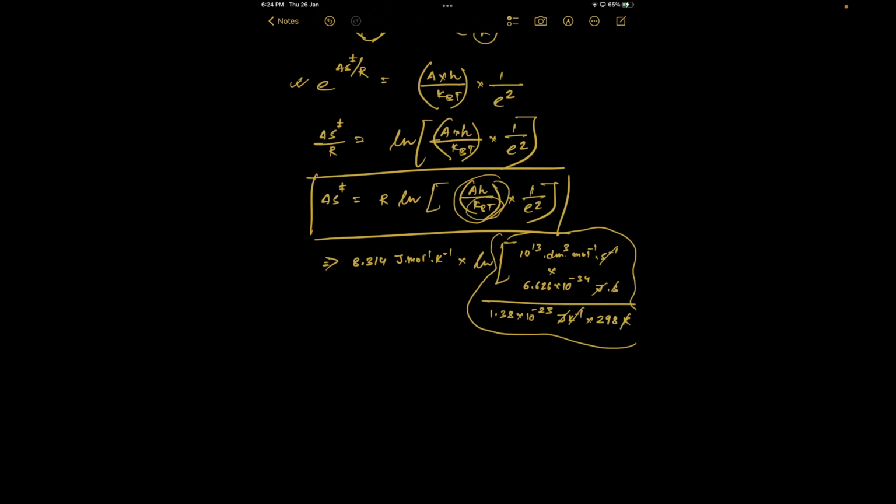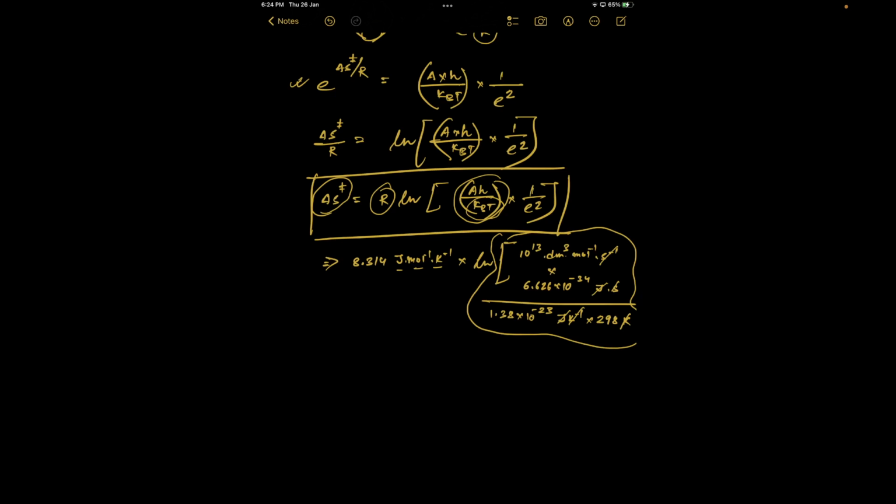Just put all these values in the proper unit, that means in SI units. Now the unit of R, which is joule mole inverse Kelvin inverse, will be the unit of delta S double dagger, right? Is it clear? Yes, sir. I will solve it, then we'll tell you what value is coming.